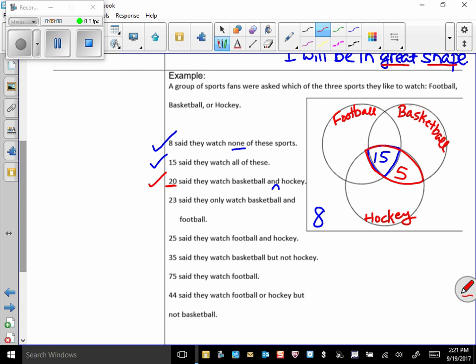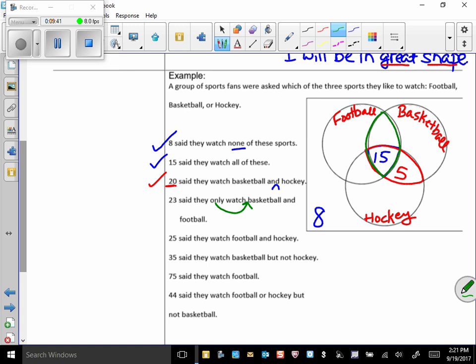You may have to erase your answers and go back and do this one again just to make sure that it sticks with you because I know this is a new thing for you. Okay, let's see what we got next. 23 said they watch only, this only should be right here. They watch only basketball and football. Only basketball and football. Okay, I'm going to draw around the basketball and football in green. Basketball and football.